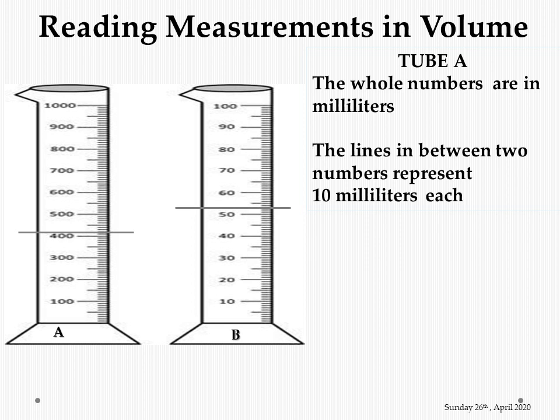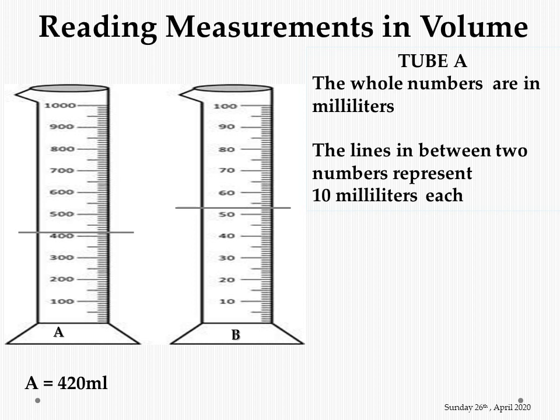So what does our measurement on tube A read? The line has already gone past 400, and it's touching the second line after 400. Remember, each line is 10 milliliters. So it means after 400, we have 410 and 420 milliliters.